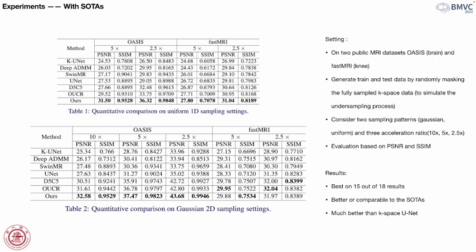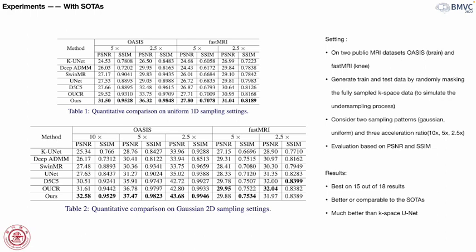We consider Gaussian 2D sampling pattern and uniform 1D sampling pattern, and we consider three different acceleration ratios. Here, we define the acceleration ratio as the reciprocal of the sampling ratio. For example, if we only sample 20% of the points, then the acceleration ratio will be 5 times.